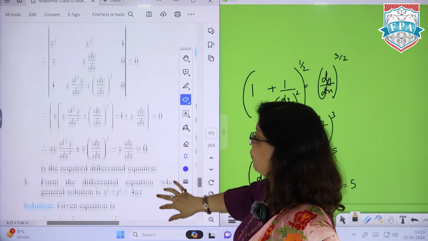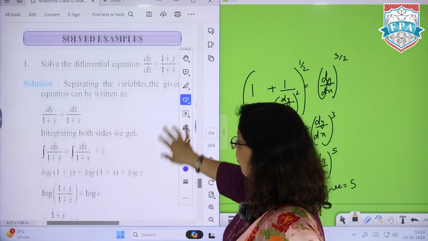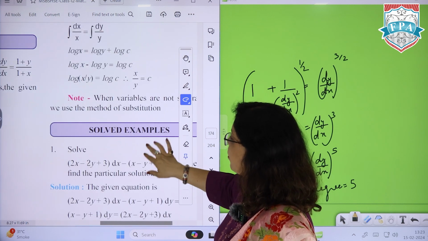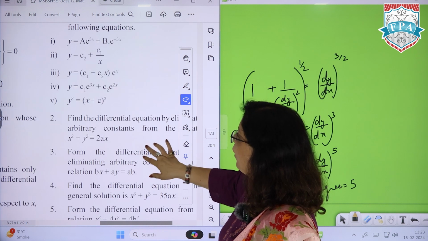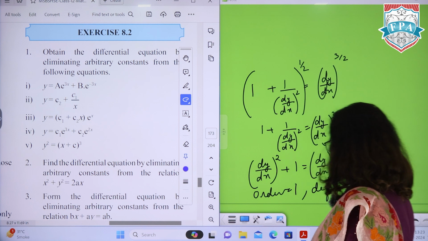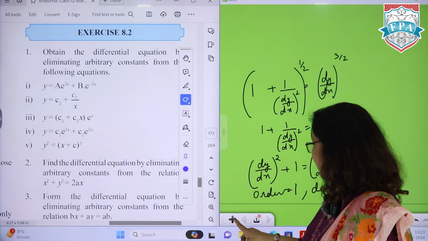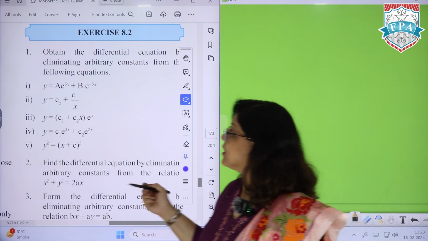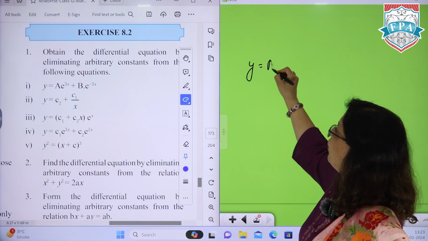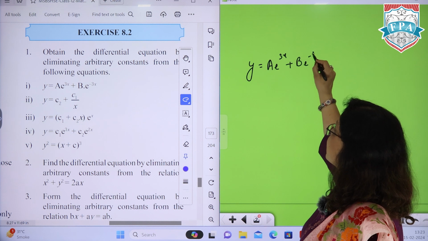The second part of this particular thing is going to exercise 8.2, where we are going to see the questions based on solving or forming one differential equation. So now we are having exercise 8.2, where we are using the formation of differential equation. Okay, so here let's take the first question, which is dealing with y is equal to a e to the power 3x plus b e to the power minus 3x.